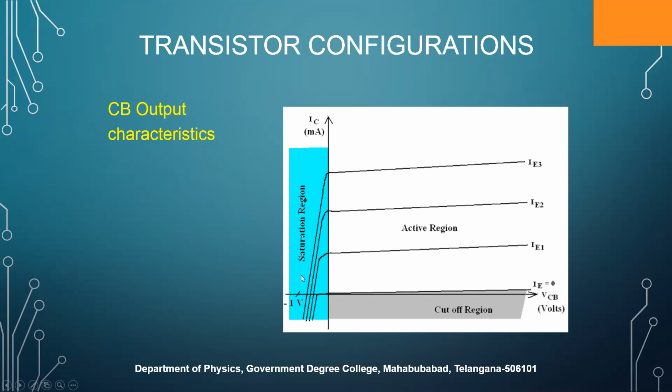To switch the operation, we have to give some external triggering. Then only it switches between cutoff region and saturation region. So without doing that, the transistor will always be in working condition when it is working in the active region. So these are the different regions of our common base transistor output characteristics.